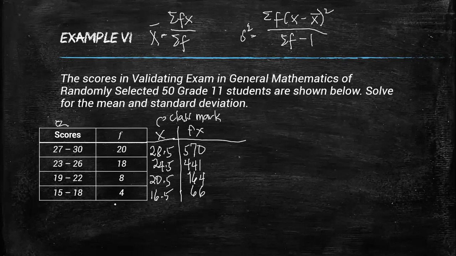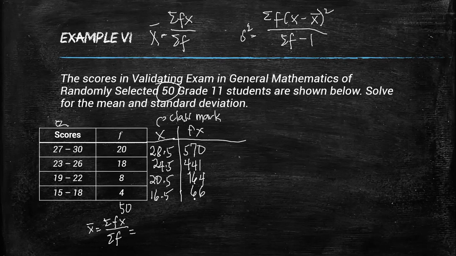Ilan po ang ating summation of F? That is 50. And sinabi na rin doon sa problem. Okay, so find our X bar. So summation of Fx over summation of F. Ano ang summation of Fx natin? So, ilan ang total nito? 570, 441, 164, 66. That is 1,241. Let's check. 1,241 divided by 50, our X bar is equal to ilan? 24.82.